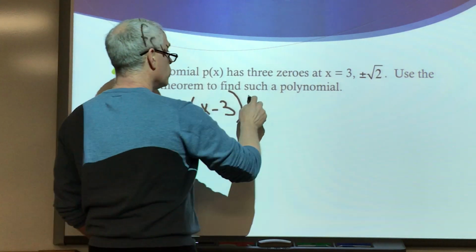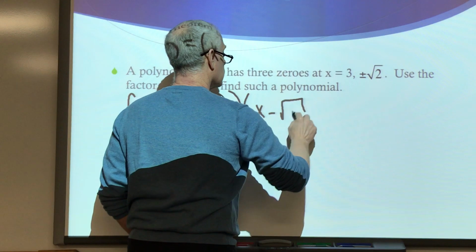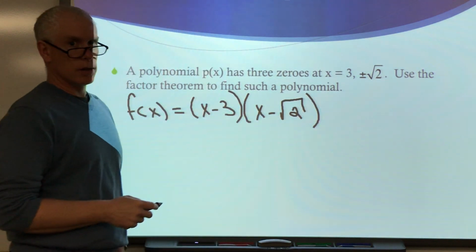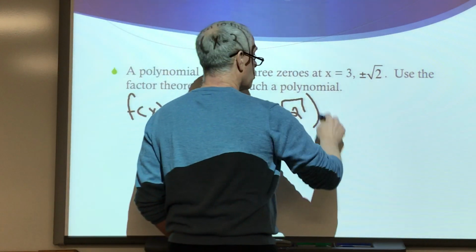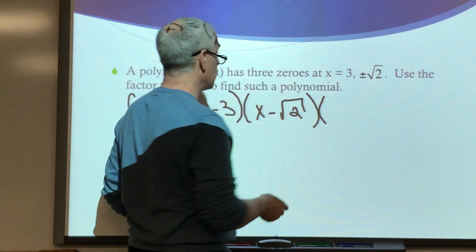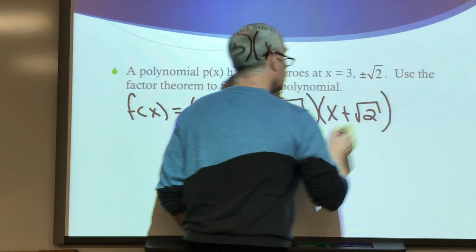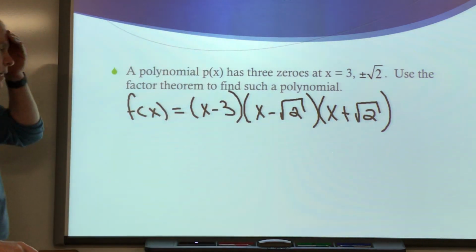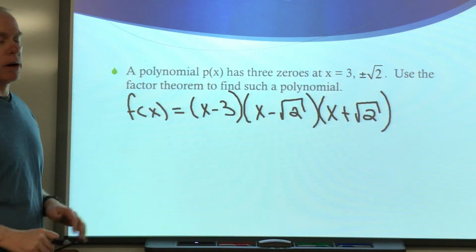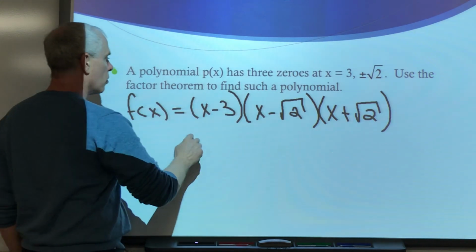If the square root of 2 is a 0, x minus the square root of 2 is a factor. If the negative square root of 2 is a 0, then x plus the square root of 2 would be a factor. And what they want me to do at this point is to just multiply it out. Use your skills that we've learned before about foiling.